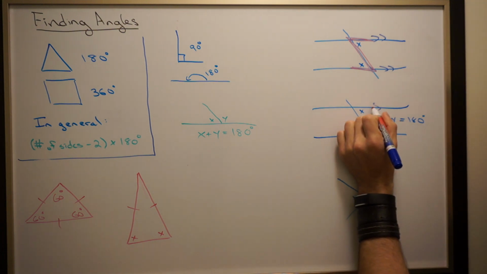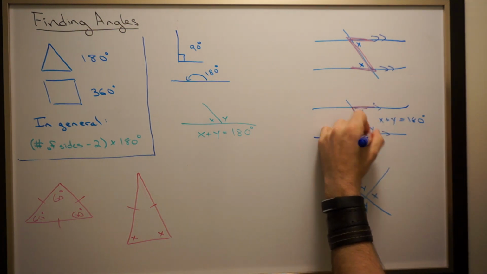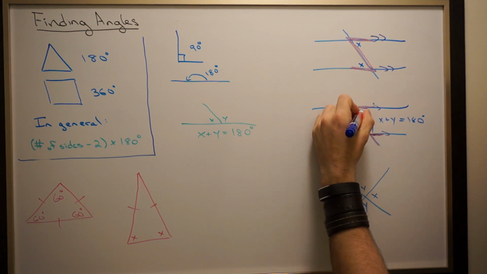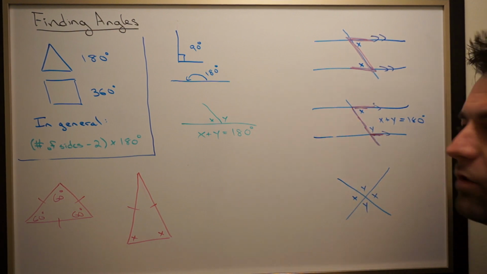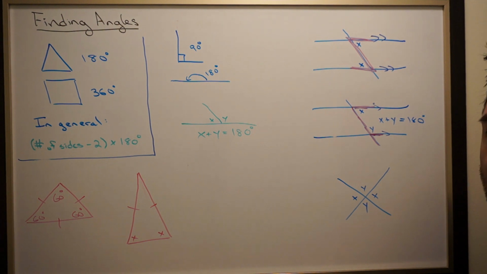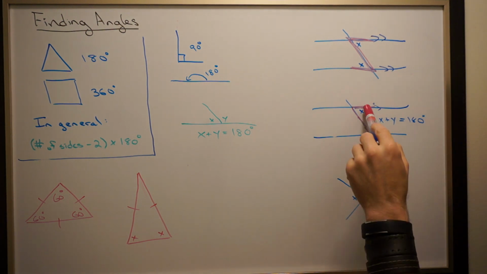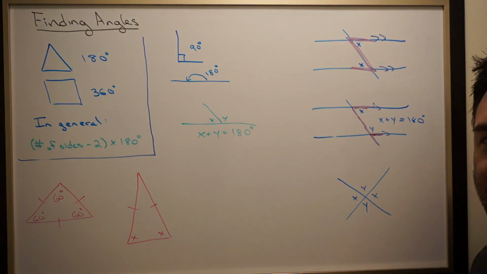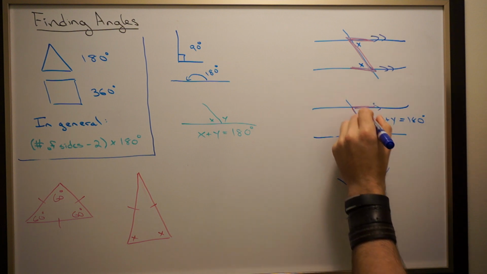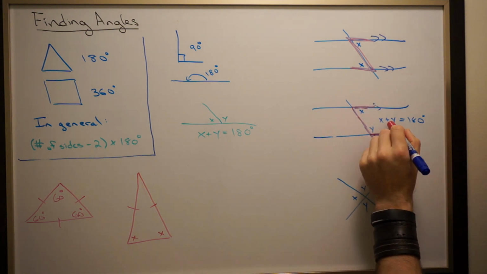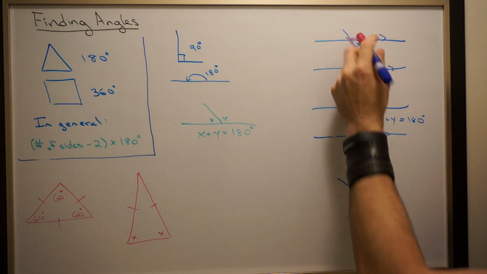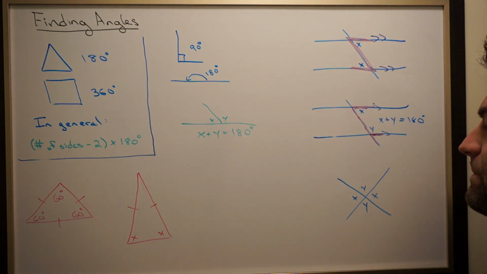In the case of the next one, we have this F pattern. Inside the F right here, those 2 angles, x and y, are going to add up to 180. So if they're inside the angle here and inside the F, then they add up to 180. If they're in the crook of the Z, then they are the same.